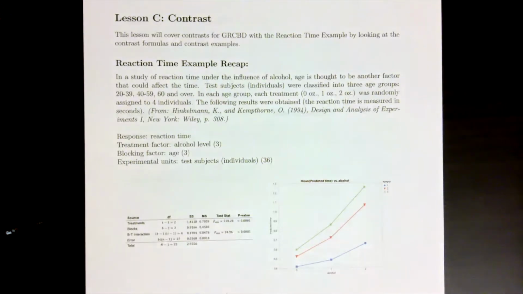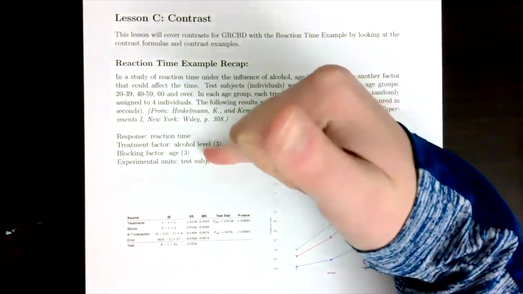In this lesson, we'll be covering contrast for the generalized random complete block design. We will be talking about contrast for the treatment effect and contrast for treatment effects within a specific block. This is all going to be tied back into our reaction time example. So let's get started. Recall that in our reaction time example, we were looking at the influence of alcohol with a block effect of age.